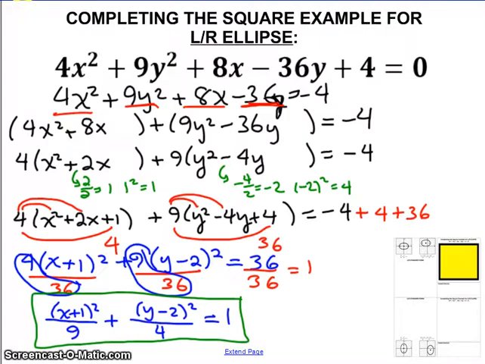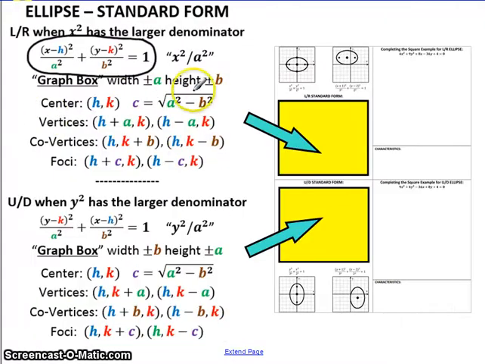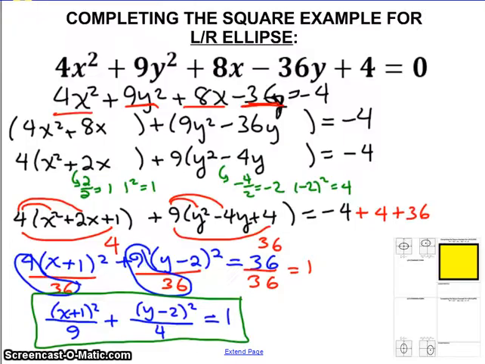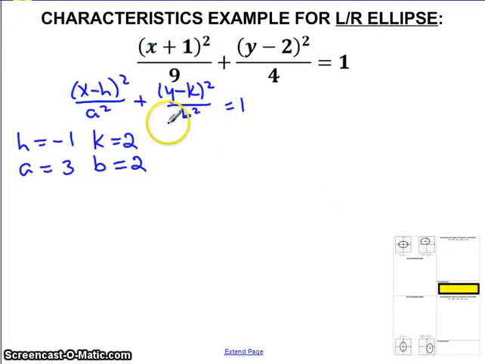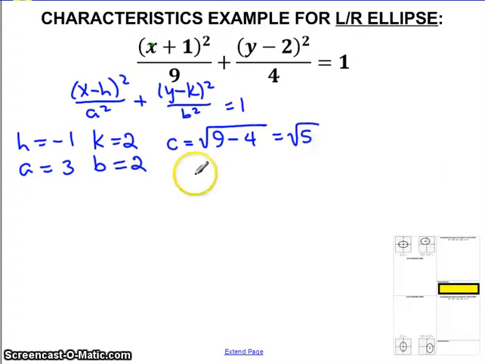Now if we go back to the characteristics here, we see that we have this other thing called c that we're going to need to get the foci, the focal points. So let's go ahead and calculate c. And c is the square root of a squared minus b squared, so that's 9 minus 4, which is actually square root of 5. Our center will be at h, k: negative 1 comma 2.